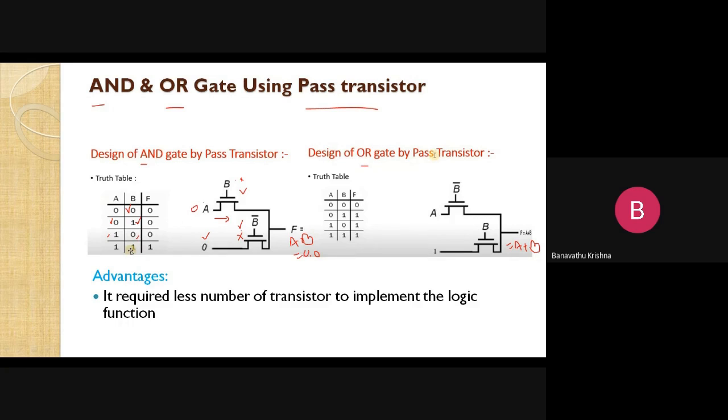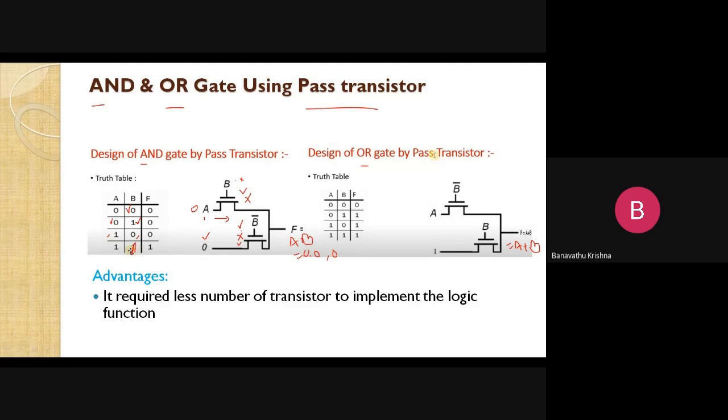So A is 1 here, and B is 0. Again it is going to be off condition. Here 0 is connected. So 0 means here B bar, nothing but it is going to be on condition, right? Then the 0 is going to be performed with the output response. Simply.